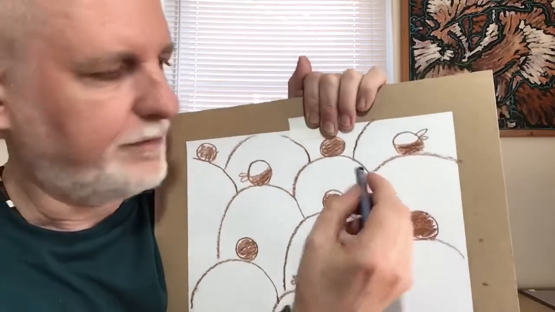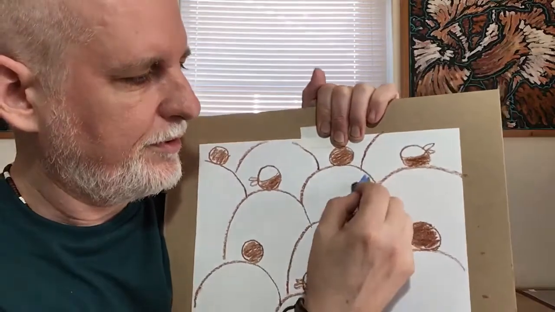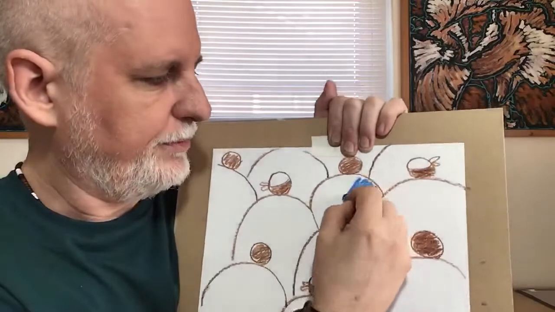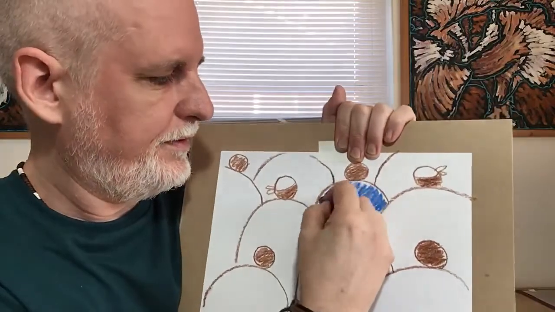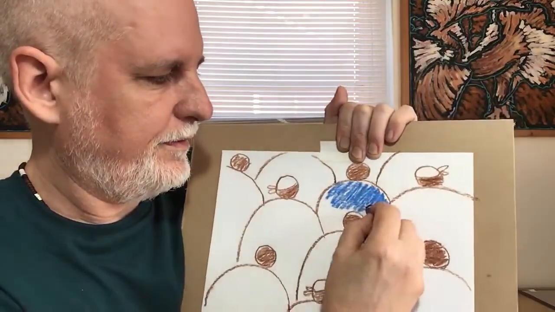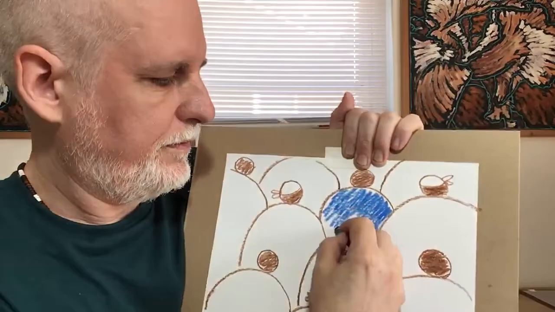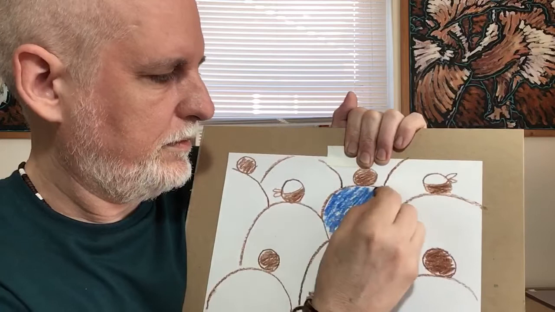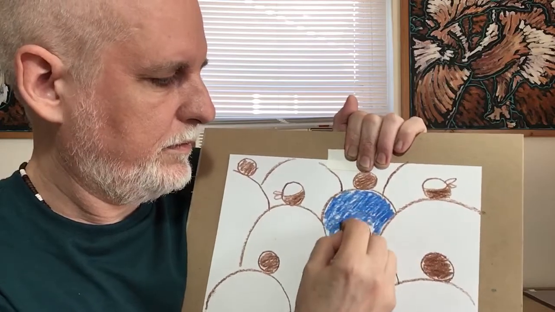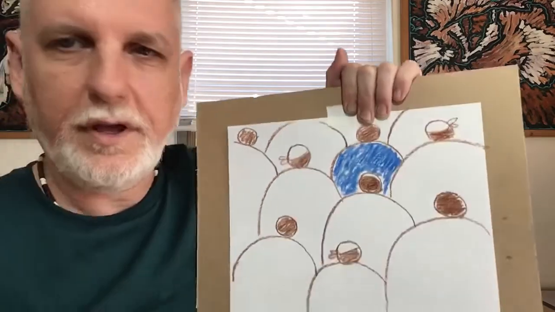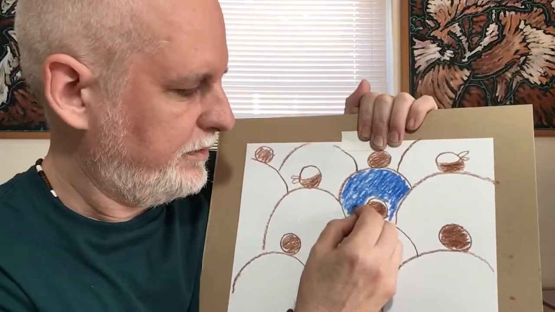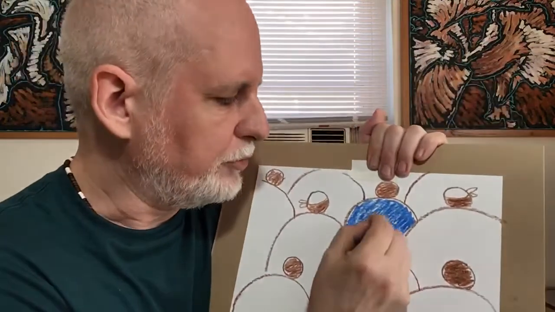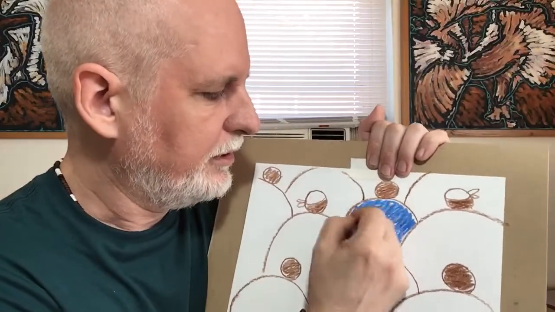I'm going to take plain blue. I'm going to fill this in over here. Plain blue. Okay. That's good. I'll leave it a little rough. I don't want to spend too much time coloring that.